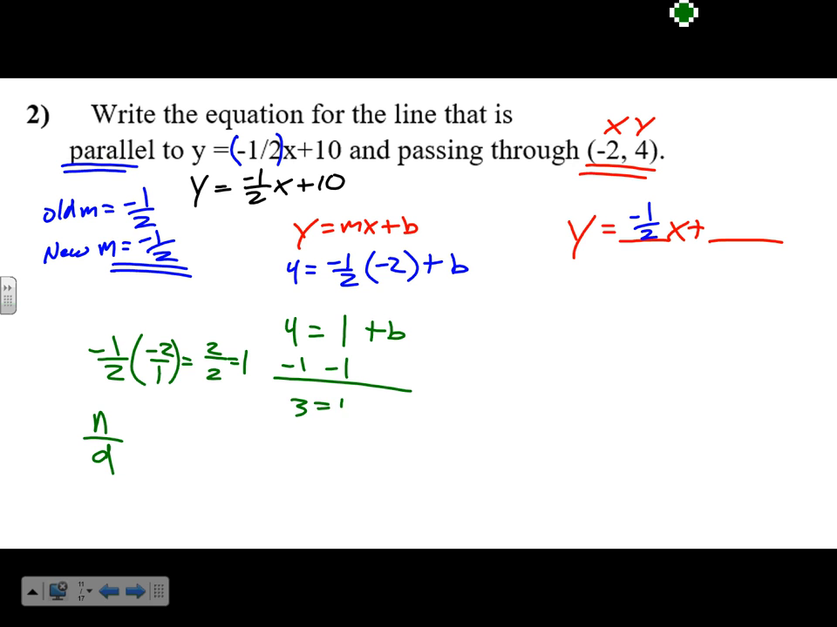So my y-intercept is 3, so that goes as our +3, so that goes in here. So that is your answer. Again, if you want to clean it up and get rid of those underlines, you can, but you do not have to.